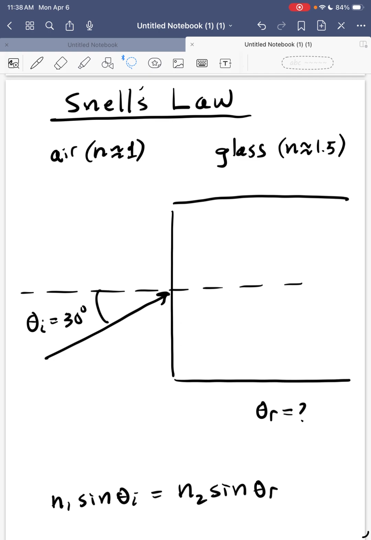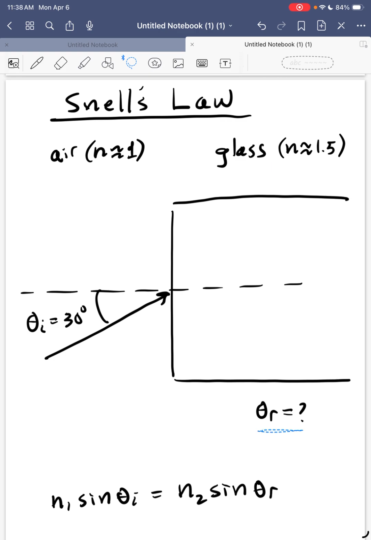And one of the things that's really important for this is to draw this sort of normal line to the interface. It's always going to be 90 degrees from the interface, and we're going to measure the incoming angle, or the angle of incidence, with respect to that dashed line. So this angle of incidence will be 30 degrees here. Imagine we're coming from air with an index of refraction very close to 1 into glass, and let's say this glass has an index of refraction of about 1.5.